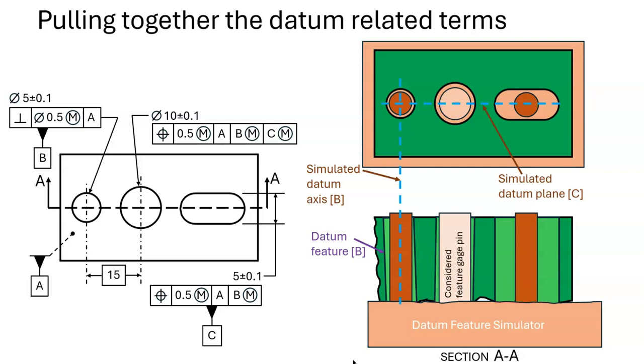Simulated datum axis B is the axis of the gauge pin that goes through datum feature B. Simulated datum plane C is a plane that goes through the axes of both of the gauge pins. Datum feature A will contact simulated datum A on at least 3 points. Since datum features B and C are referenced at maximum material boundary, datum features B and C may or may not contact the gauge pins. Since the position tolerance is MMC, there is a fixed size gauge pin that protrudes through the middle hole. The hole may or may not contact the gauge pin.